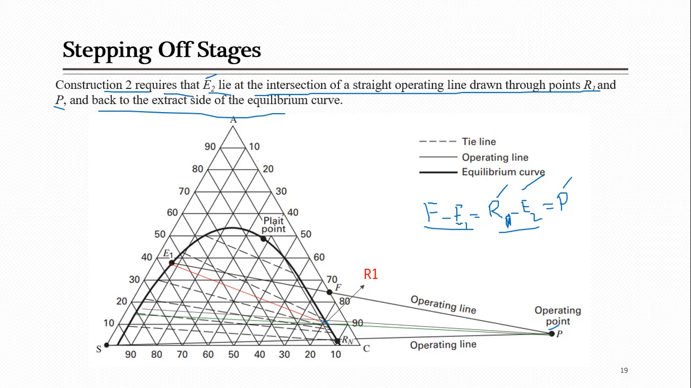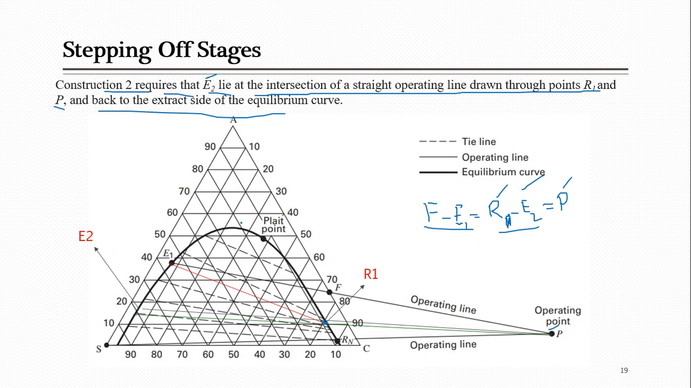Here somewhere R1 is located actually. This is almost passing through R1, so you have to draw exactly with the help of a ruler, and that will definitely pass through this, and it cuts on the other side, the extract side, and that point is called E2. This is how I can locate E2 on the system.